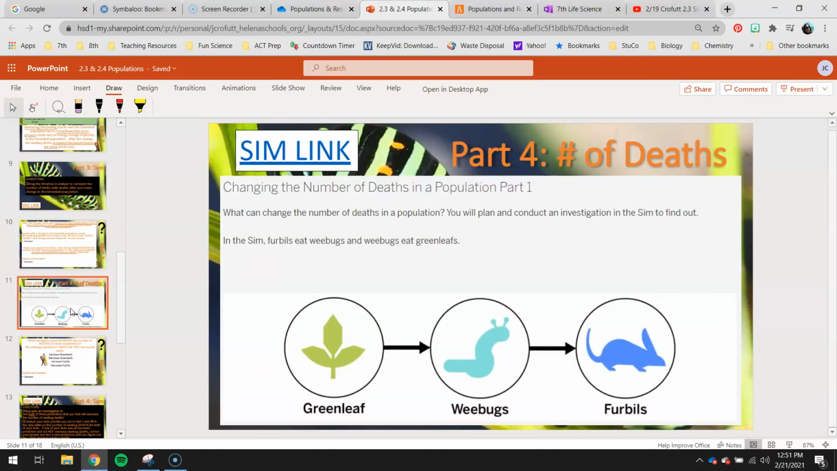All right, part 4, you guys are going to be looking at the number of deaths. So this is somewhat similar. It's not going to be quite as complicated for you. So again, you can see our little food web for this ecosystem where the green leaves are giving their energy to the WeBugs because the WeBugs eat the green leaves, and the WeBugs are giving their energy to the fir bills because the fir bills eat those WeBugs. In the sim, fir bills eat WeBugs and WeBugs eat green leaves.